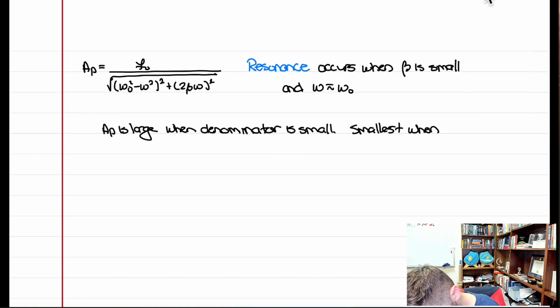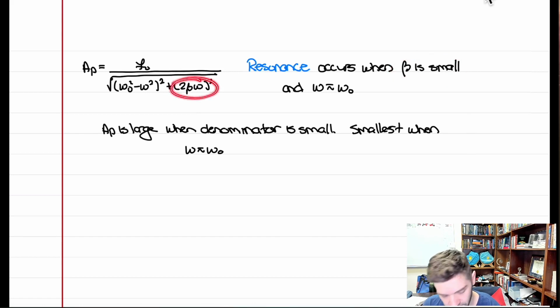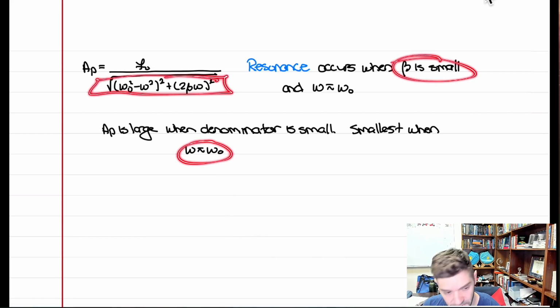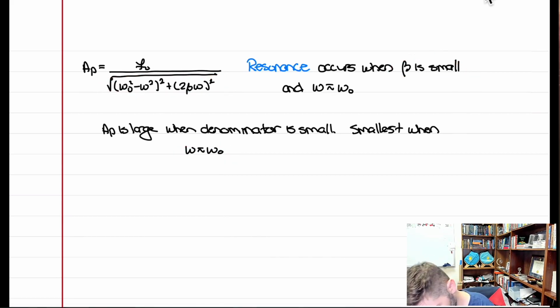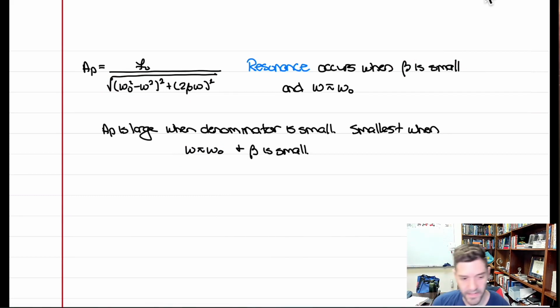when, well, if the driving frequency is equal to the natural frequency, then this first part goes away, right? This just becomes 0. And then you're left with something that only depends on omega and beta. So then if you have something that just is 2 beta times omega, then when beta is small, this also becomes pretty small. And as a result, when you have both, this entire expression gets pretty small. And as a result, you get a very, very large amplitude at the end of the day.